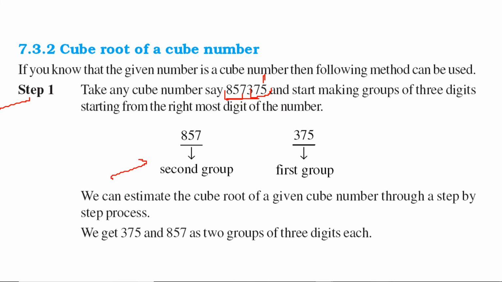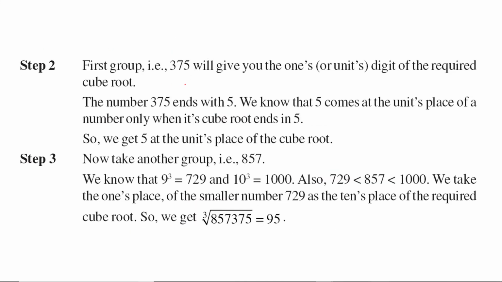So we can estimate the cube root of a given cube number through this step-by-step process. We get one group here, the other here. These are the two groups of 3 digits, triplets, 3 digits each. The first group, that is 375, ends with 5. So the 5 has to come in the unit place. If you have a unit place and a tens place, first we have known that 5 has to come here, right? So we get 5 in the unit place. This is how we deduce it.